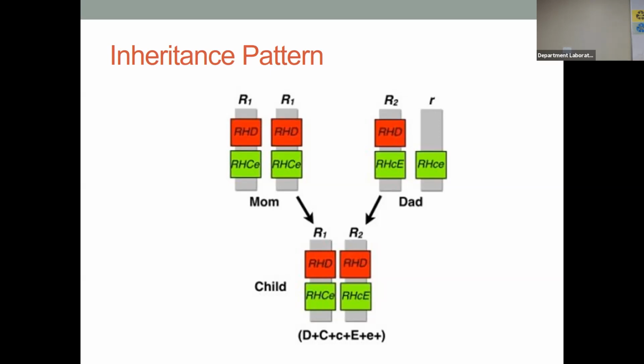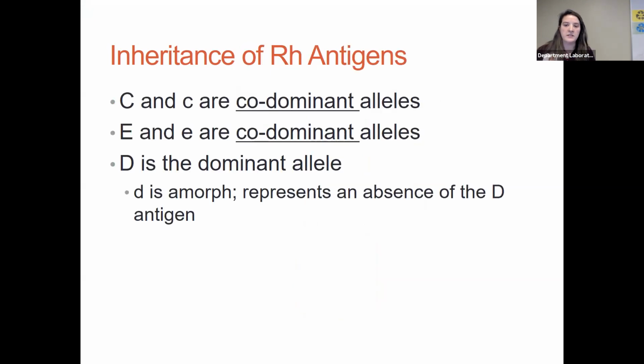Notice that here, this patient, we haven't talked about the Wiener language yet, but little r designates that your patient lacks the D antigen. That's a different terminology that we're about to get into. And notice that the D antigen is not being expressed there. All right, so you have big C and little c, they're codominant. Big E and little e are codominant alleles, and then D is the dominant because there is no little d antigen. Again, it's an amorph.